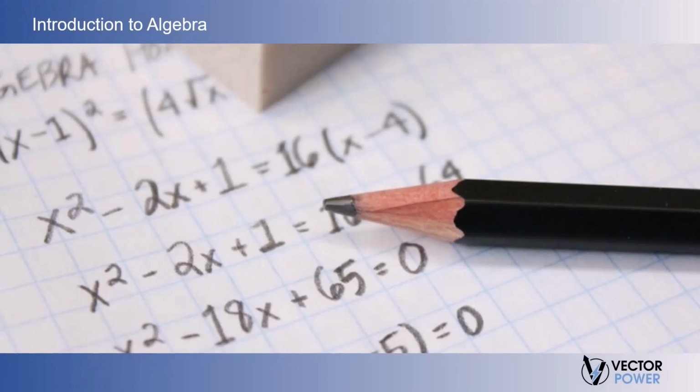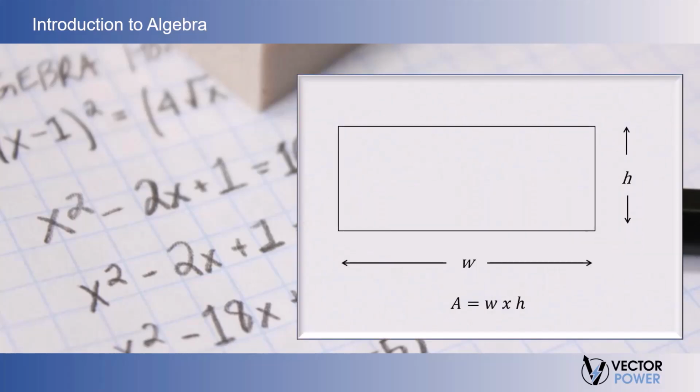So, what is algebra? Algebra is the branch of mathematics that uses letters in place of some unknown numbers. You've been using algebra since your early schooling, when you learned formulas like the area of a rectangle, with width equaling W and height equaling H. Area equaled the width, or W, times the height, or H. We use letters to stand for numbers. Once we knew the width and height, we could substitute them into the formula and find the area.